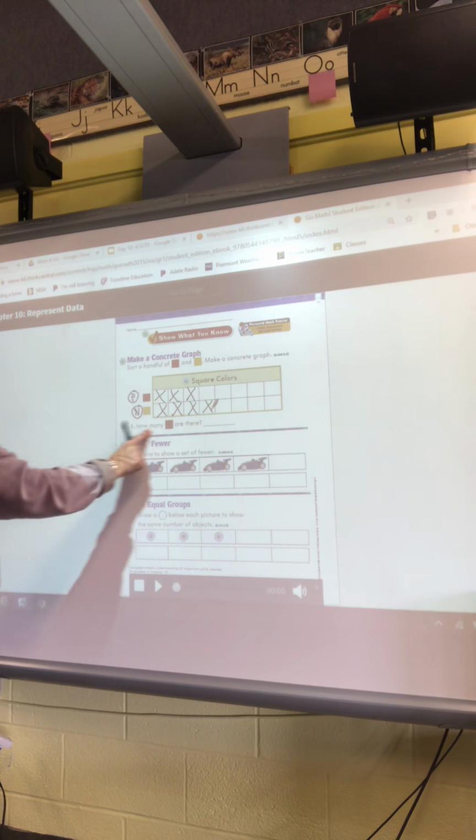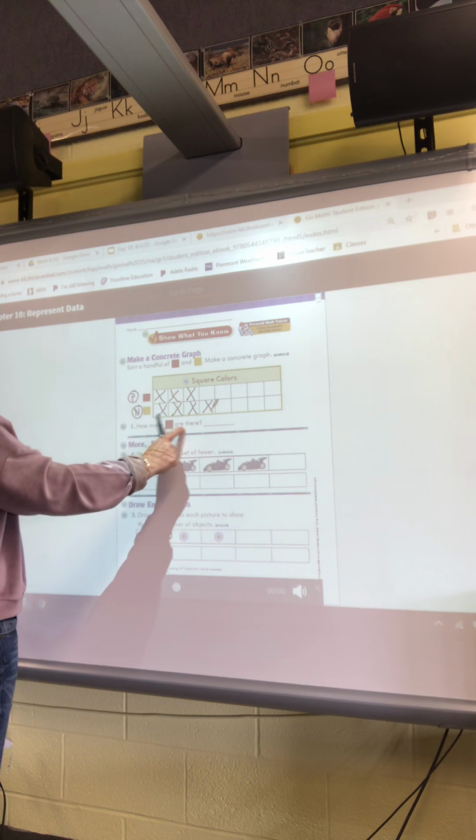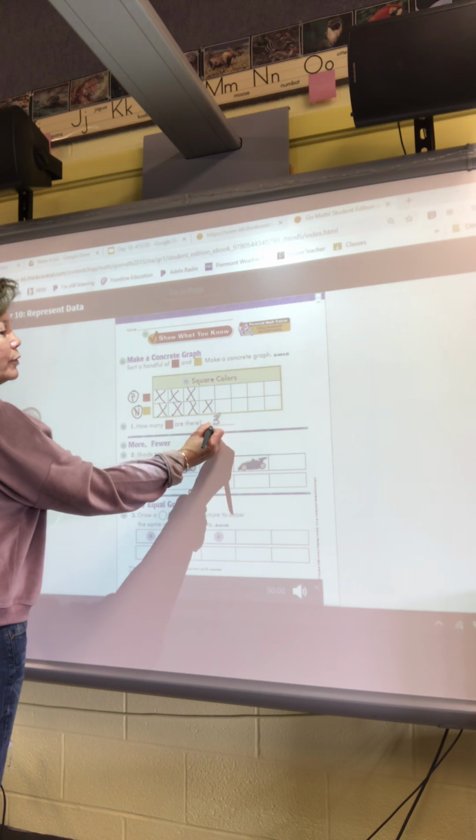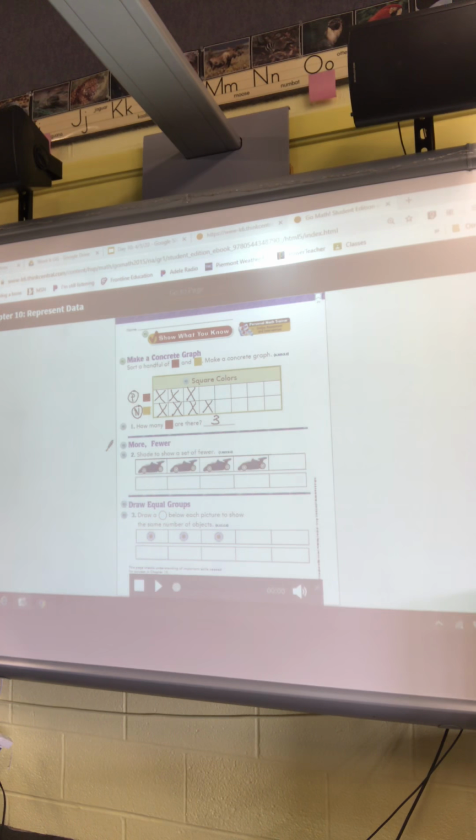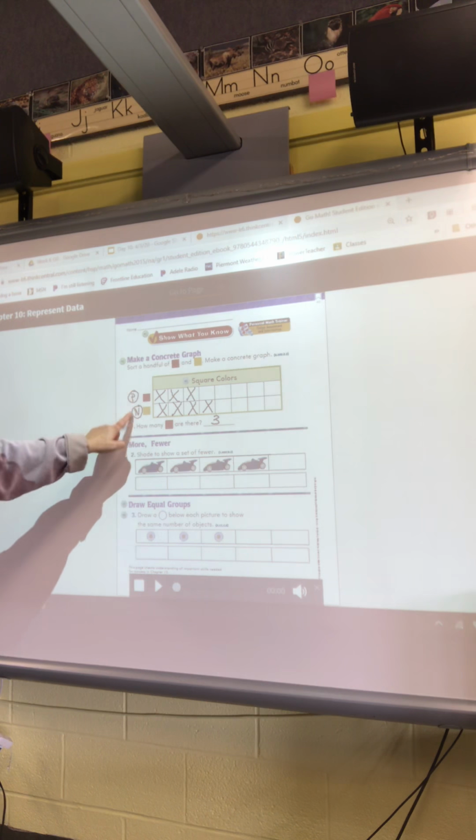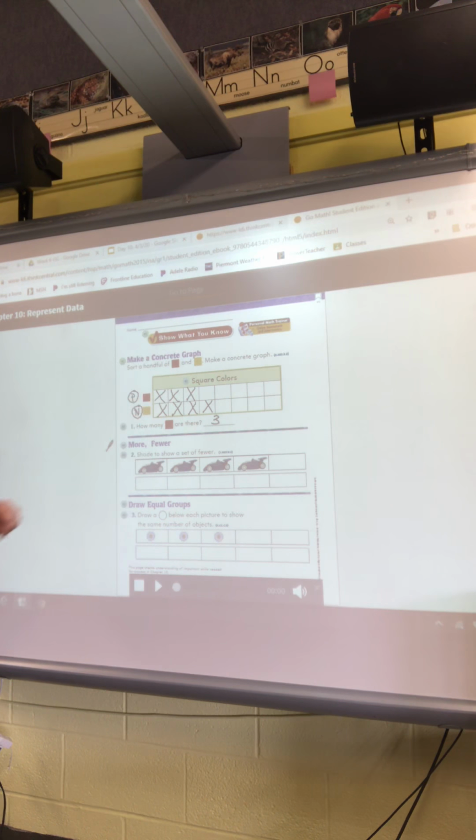And then down here, the red tile represents pennies. How many pennies are there? There were 3. And it doesn't have to be pennies and nickels. If you've got brown buttons and black buttons, if you've got beans, whatever you want to use, you could use that to separate the two. One would equal the yellow, one would equal the red.